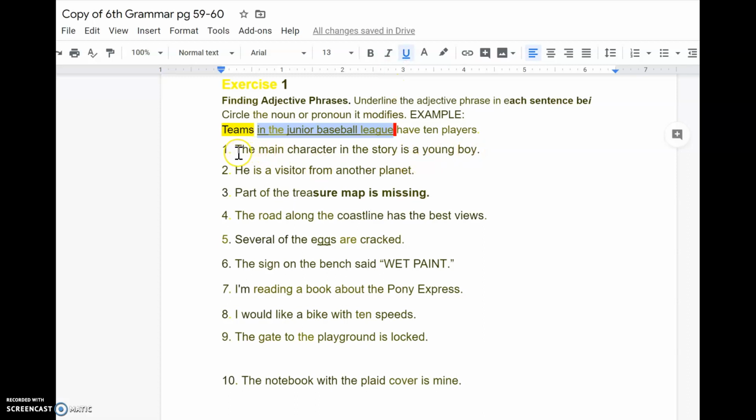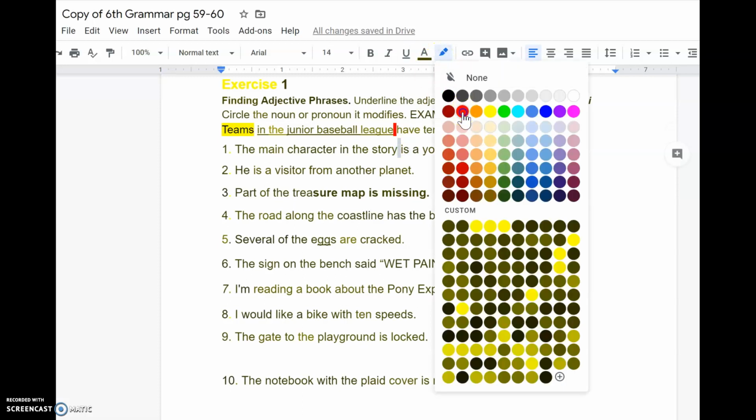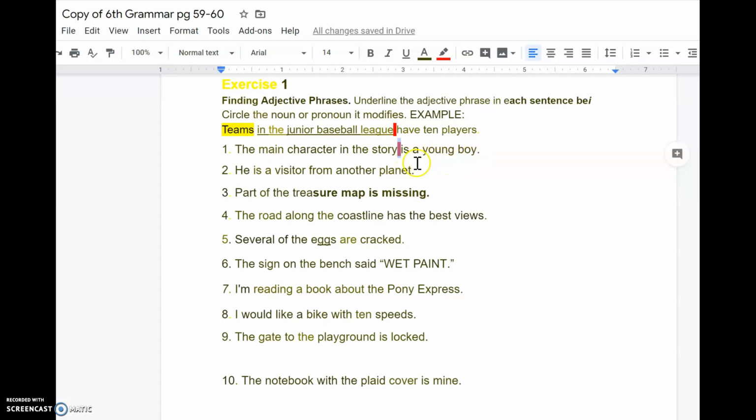Okay, so maybe we'll do one more together. The main character in the story is a young boy. So I know that the subject that we're talking about is the main character in the story. So I'm going to put a break here. Is is the verb. Is a young boy is the predicate. So the main character in the story. The noun that is being modified is character. And then in the story tells more about the character.